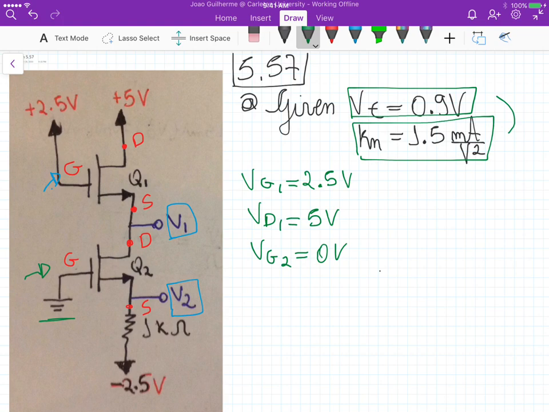Now, because the source of the first transistor is connected directly to the drain of the second transistor, we also know that VD2 is equal to VS1. And because we don't have currents flowing into the gate, the gate current here is 0 amperes, and here is also 0 amperes. The current flowing here, here, and here, they are all the same. So we have a single ID that is equal to IS1, ID2, IS2, ID1. So we have a single current ID. Okay.